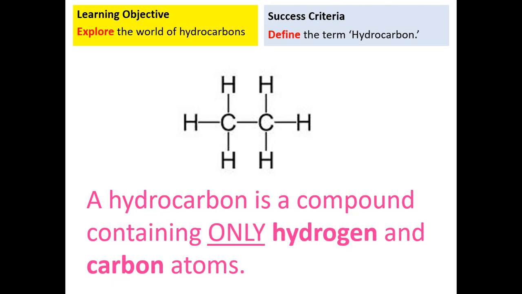A hydrocarbon is a compound containing only hydrogen and carbon atoms. Now that word only, that's what you get your second mark for. If it asks you for the definition, just putting in a compound made of hydrogen and carbon atoms will get you 1 mark.